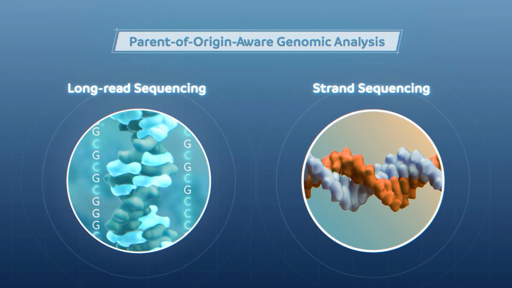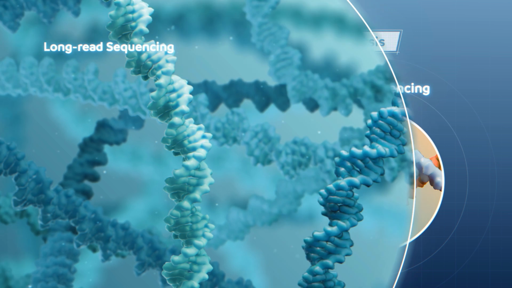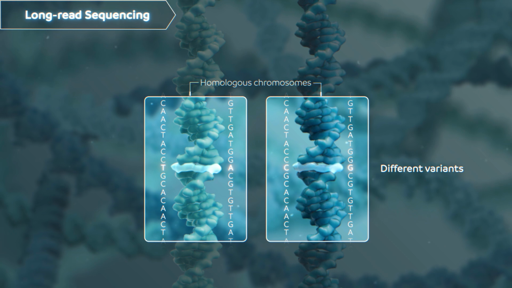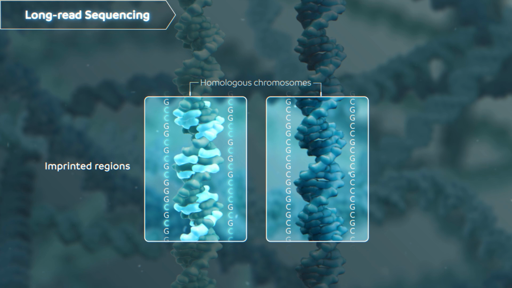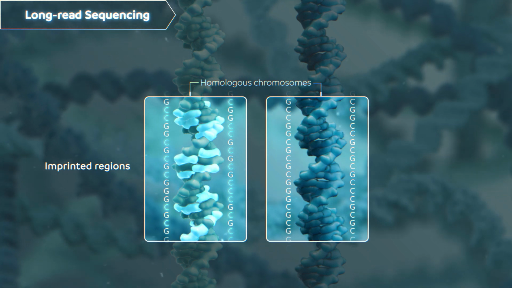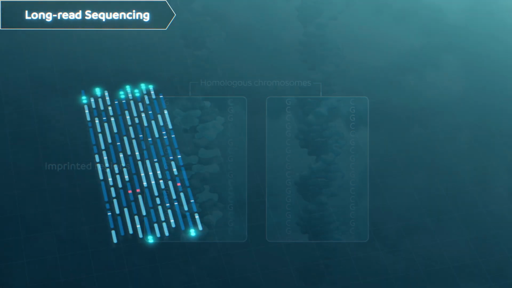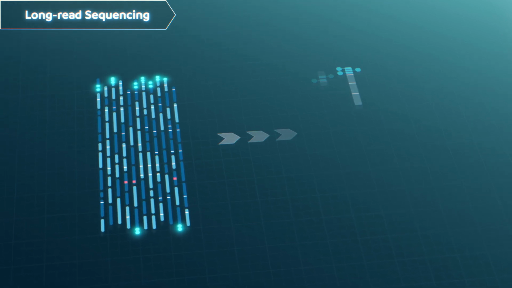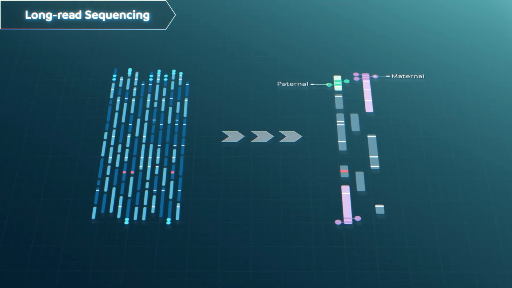This method uses two main techniques: long-read sequencing and single-cell strand sequencing, also called strand-seq. Long-read sequencing is used to spot differences between the sequences of the two chromosomes inherited from each parent. It can also detect methylation of DNA at selected regions, called imprinted regions, that differ between the parental chromosomes, allowing for the identification of the parent of origin. By aligning multiple long-read DNA fragments to a reference genome, we can construct larger DNA segments with imprinted regions, revealing the parent of origin for each segment.